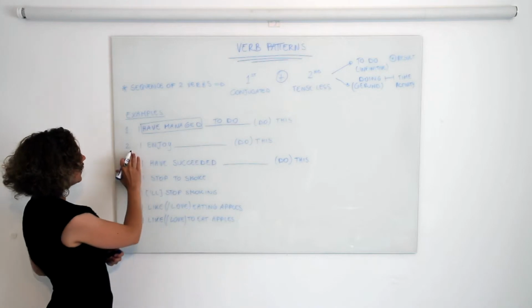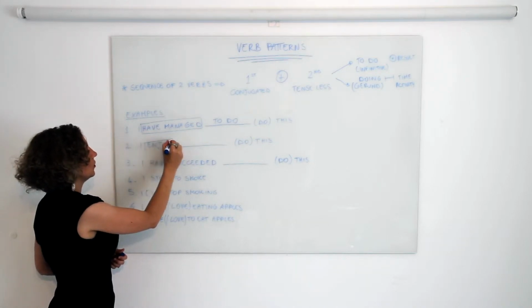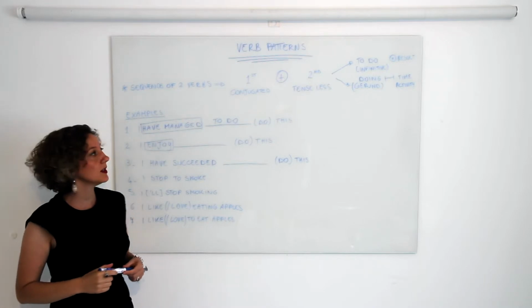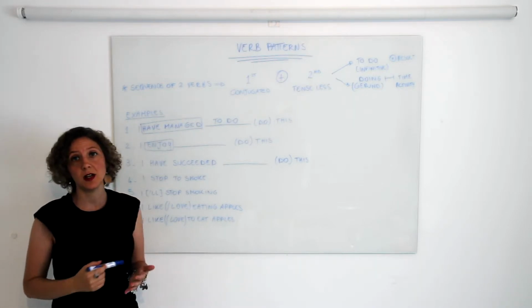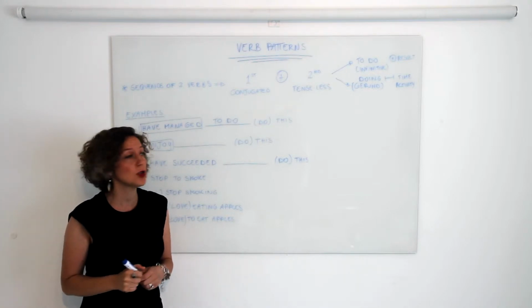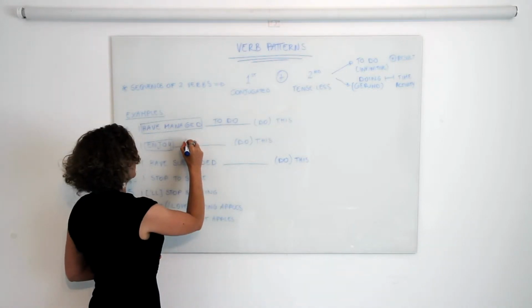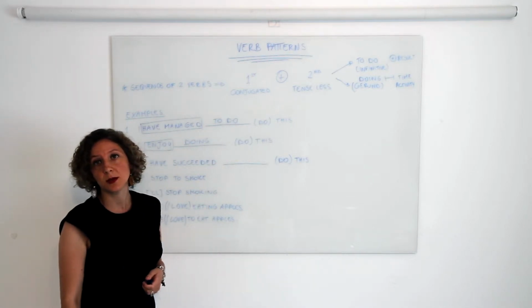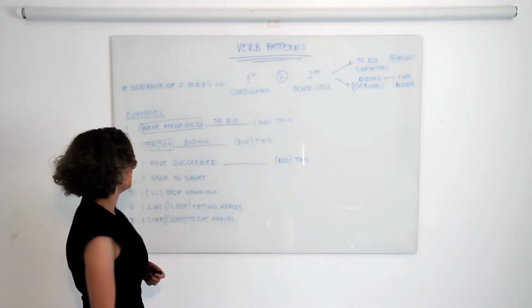Now, in the second example, I enjoy. Enjoyment is about leisure, it's about the time that I spend on something and not so much on a result being achieved. So I enjoy doing this. So as you can see, the principle is relatively simple.